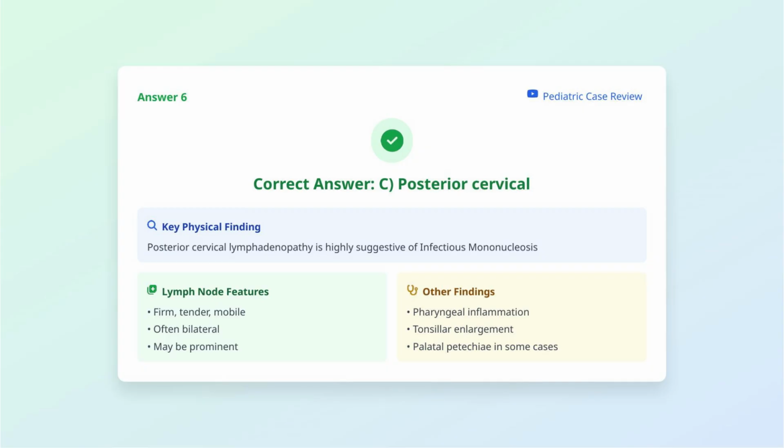Other important physical examination findings include pharyngeal inflammation, tonsillar enlargement, and palatal petechiae, which may be present in some patients. Recognizing this characteristic pattern of lymph node involvement can significantly aid in the clinical diagnosis of infectious mononucleosis.